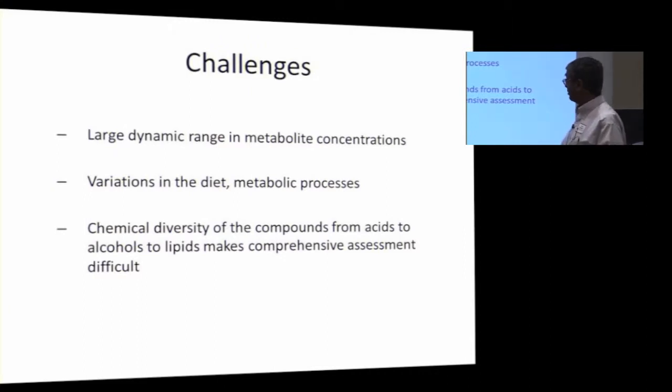As we talked about, diet and metabolic processes can alter these metabolites. And the chemical diversity of the compounds, the sheer nature of the compounds, makes it a daunting task. If you look at the chemical structures, you have alcohols to acids to lipids. So making a comprehensive analysis of the metabolome is quite difficult.